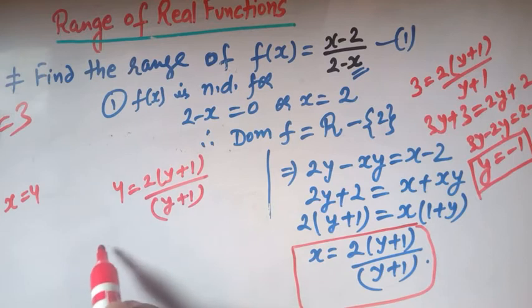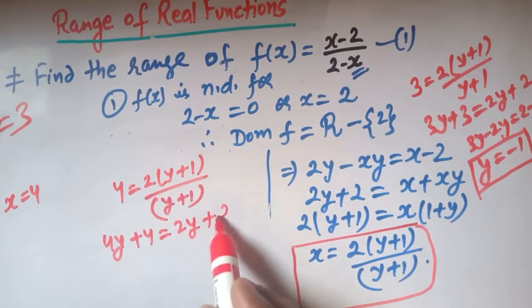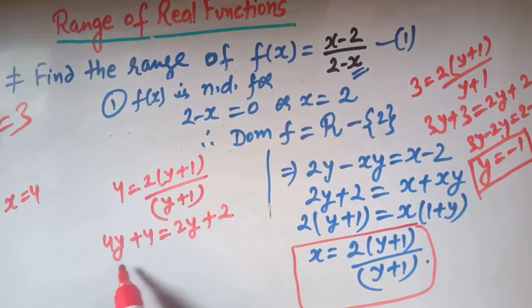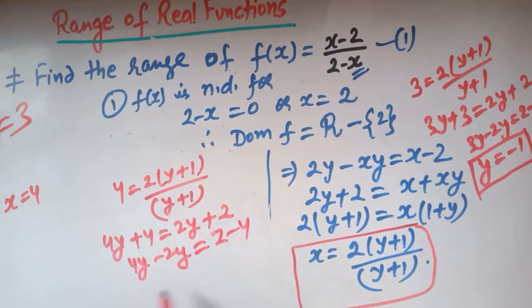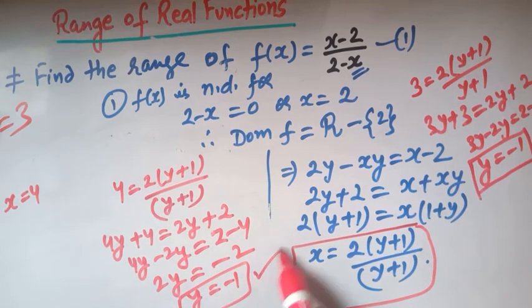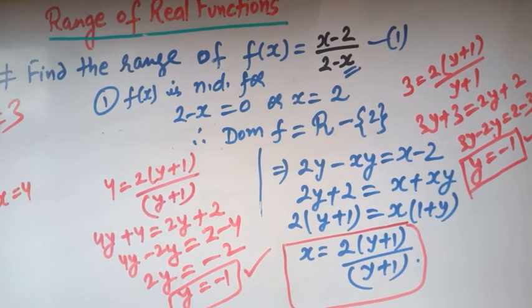Now we solve it. 4y plus 4 is equal to 2y plus 2. Okay. Now this is 4y minus 2y is equal to 2 minus 4. So this is 2y is equal to minus 2 and y is equal to minus 1. So again we are getting y equal to minus 1. Here also we were getting y is equal to minus 1.